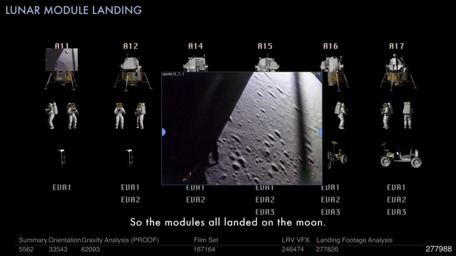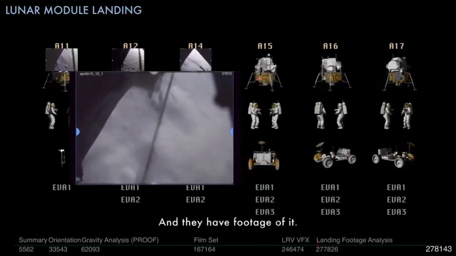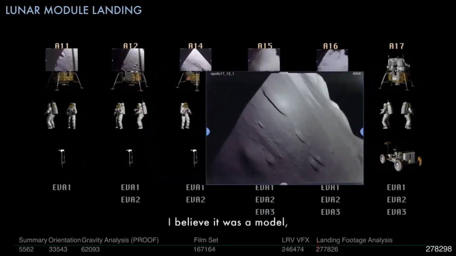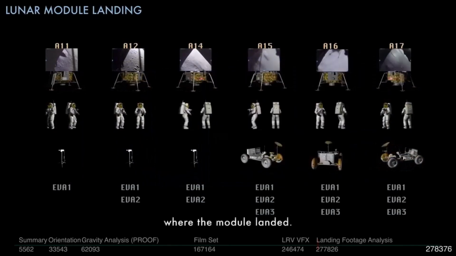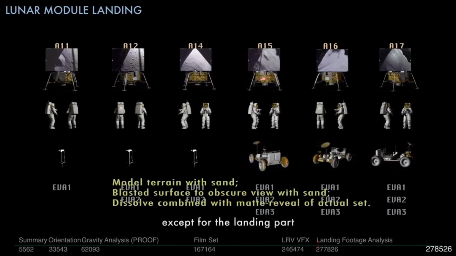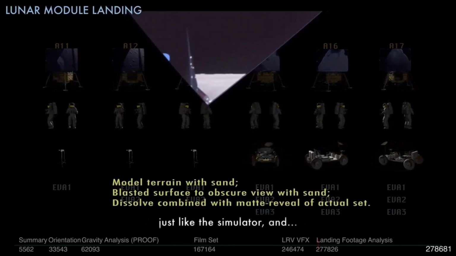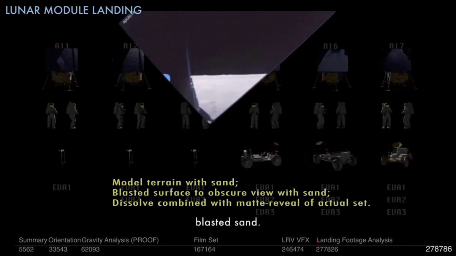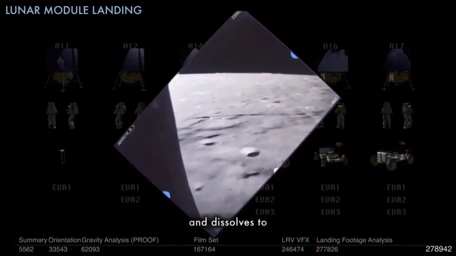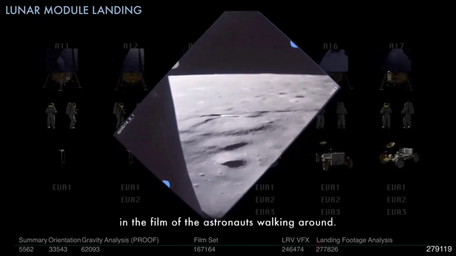So the modules all landed on the moon? Well, they have footage of it. These were all captured models. I believe it was a model with sand on it, certainly where the module landed. And it was all filmed slowly, except for the landing part, when they had a simulator action, just like the simulator, and blasted sand. And after the sand cleared, they did a mixture with masks and stuff, which dissolves to the actual set. Practical, life-size set you see in the film of the astronauts walking around.